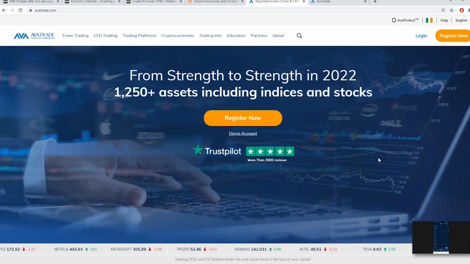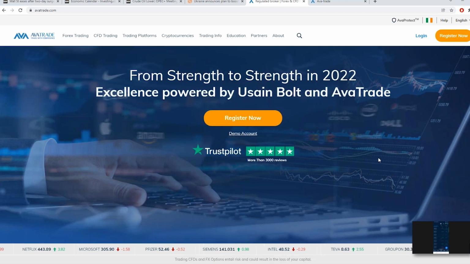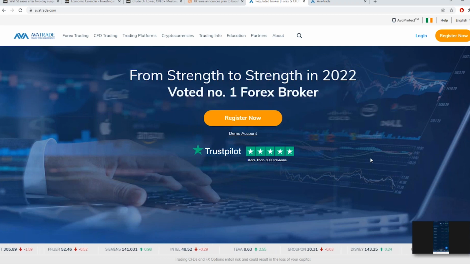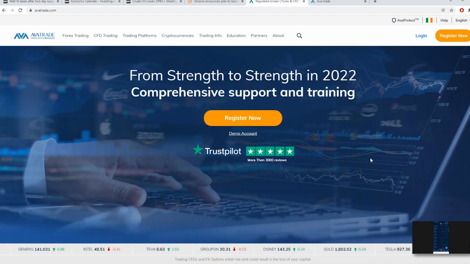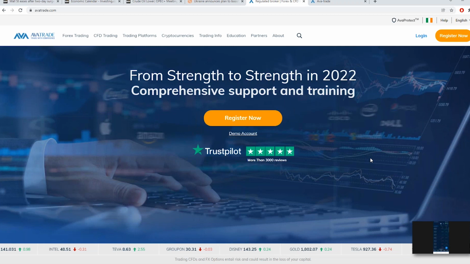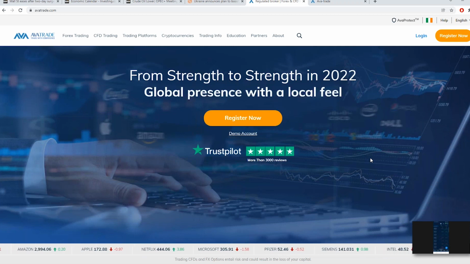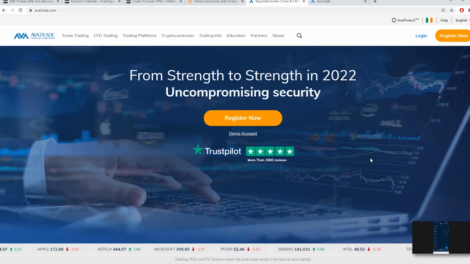So be aware of what's going on around the world fundamentally as you're doing your technical analysis and lining up your risk management with maybe stop losses or hedge positions, or maybe you're using AvaProtect to protect for a set premium cost against losses for defined periods of time.